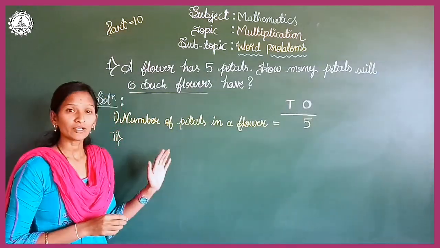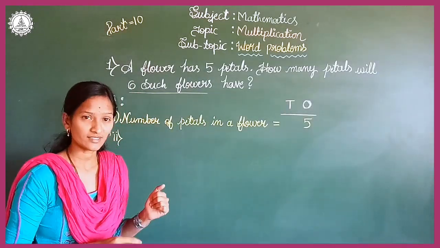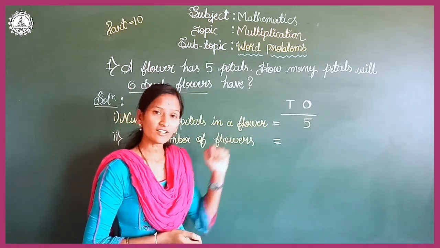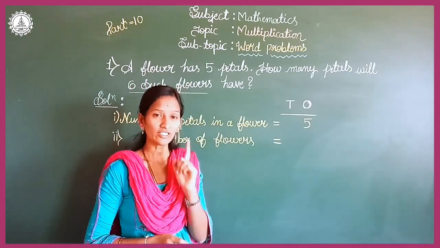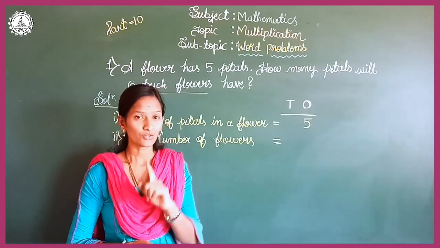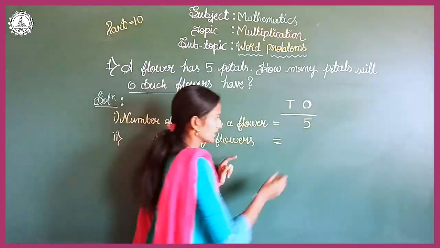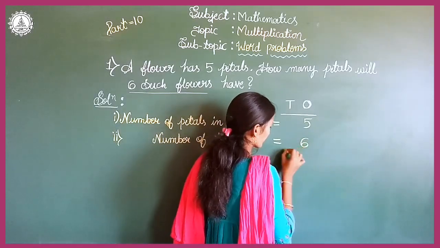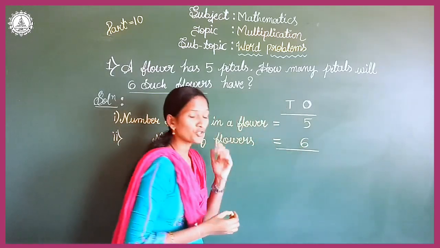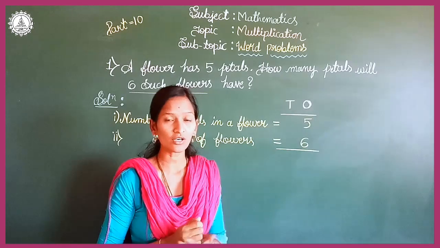So the number of flowers are 6. Students, how many flowers are there here? The total flowers are 6. So 6, it is also a single digit number, so I am writing in the ones column. Right? So which operation will you use here?